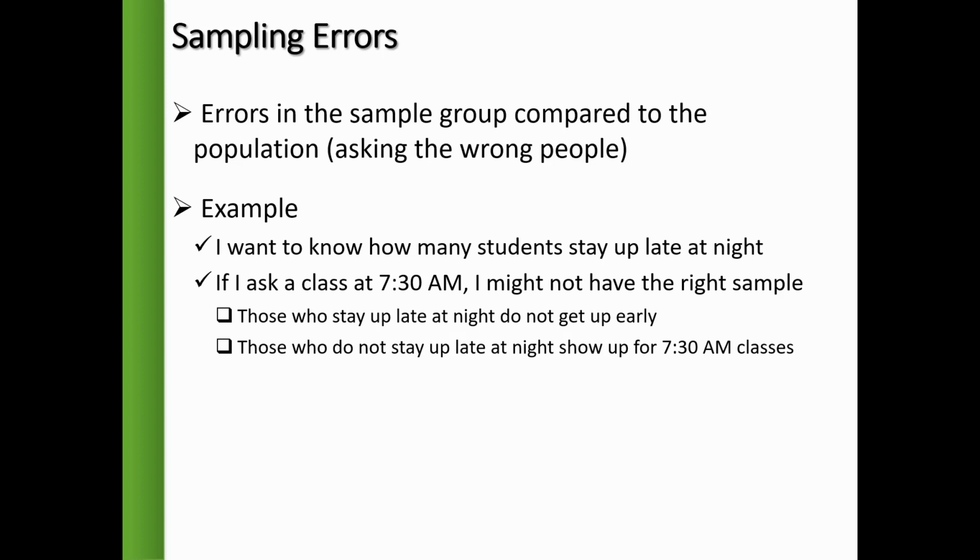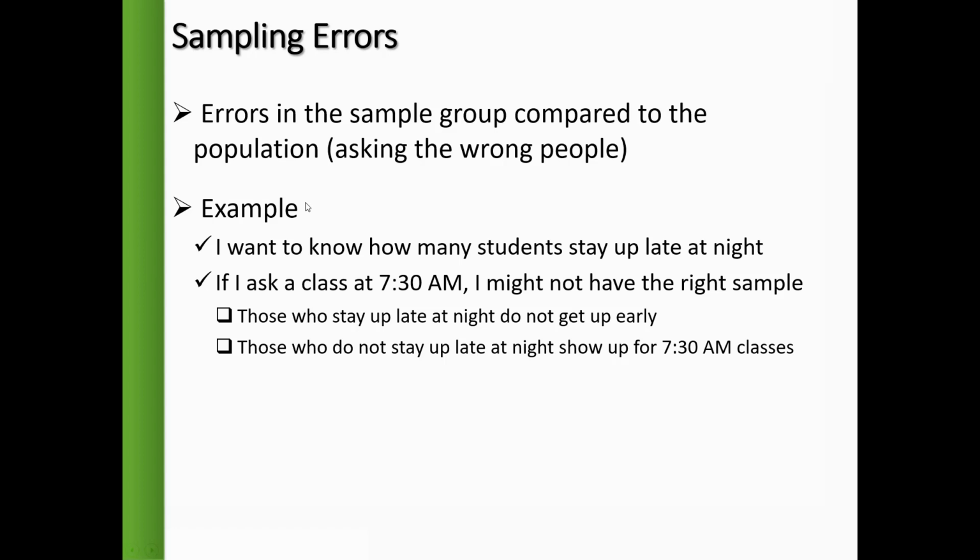Okay, sampling errors. Errors in the sample group compared to the population, asking the wrong people. Okay, example, I want to know how many students stay up late at night. So we're doing research at the College of the North Atlantic. I want to know how many students stay up late at night.